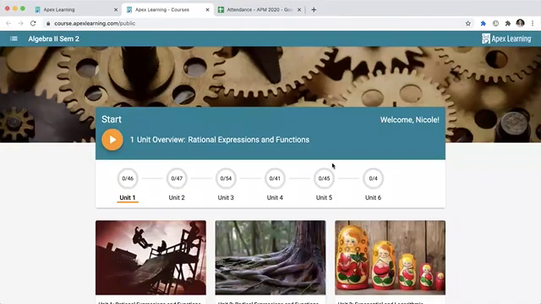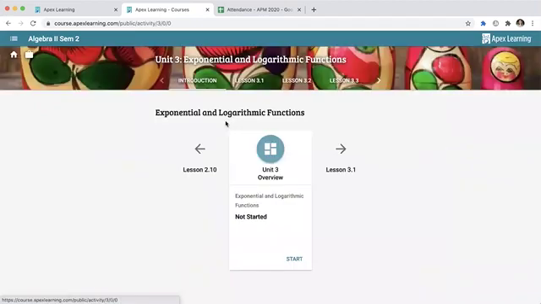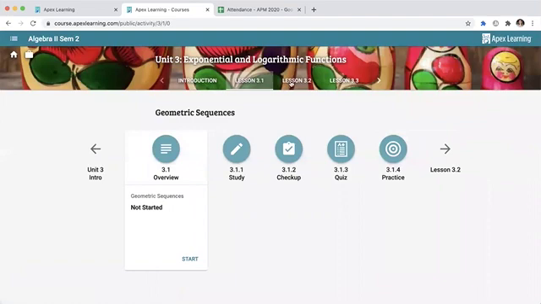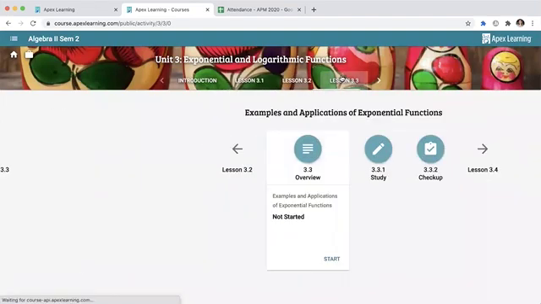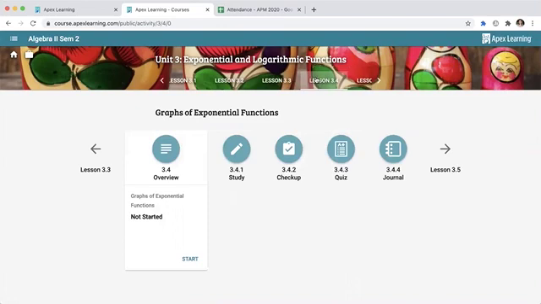All right, so again, we're gonna cover 3 little lessons today, all in Unit 3. We're looking at exponential and logarithmic functions. We're going to cover lessons 3.1, 3.2, and 3.3 here, and depending on time, we might get to 3.4. If we do, awesome. If we don't, not a huge deal.